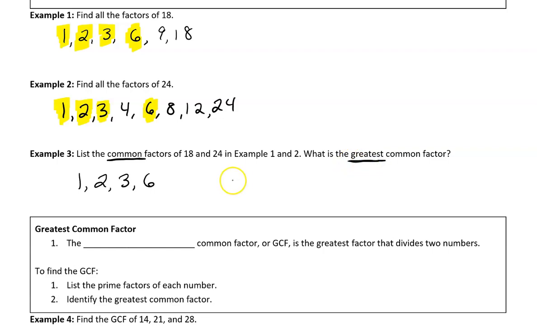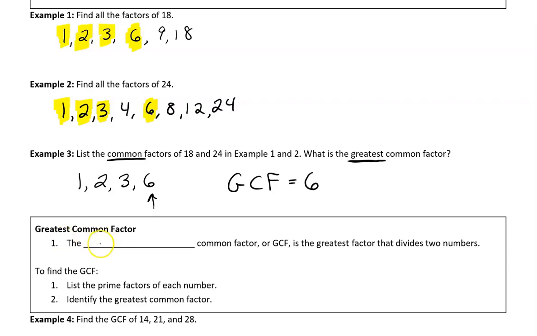So our greatest common factor, GCF, abbreviated, is that 6. 6 is the biggest out of all of these that we have listed. So 1 is going to be a common factor for all of our values, all of our expressions really, but it's not the greatest, and we want to look for the greatest of these common factors.